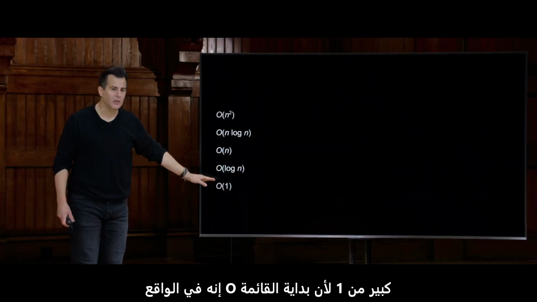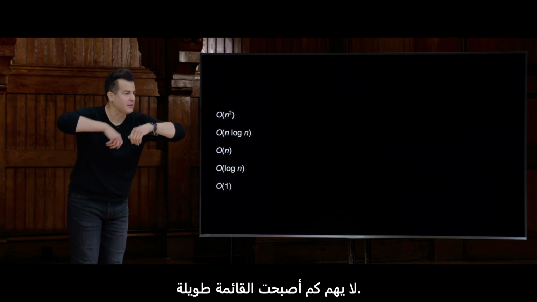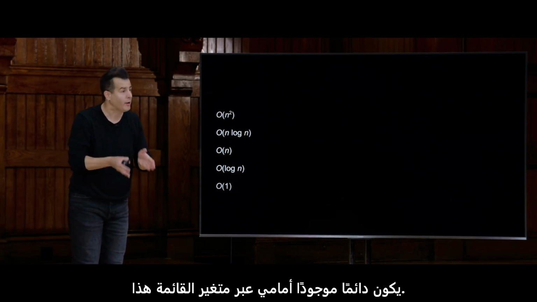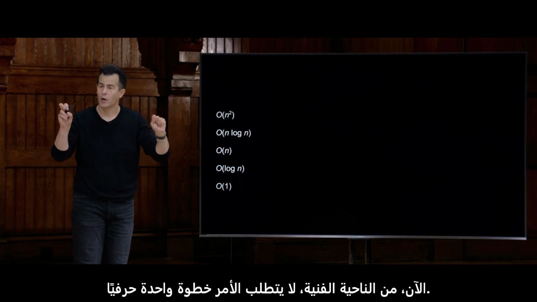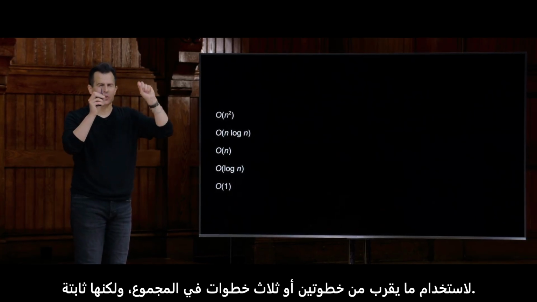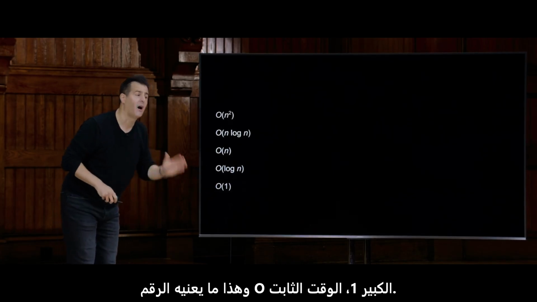Because the beginning of the list is always perfectly accessible to me. It doesn't matter how long the list gets. If it has 3 elements or 300 elements, the start of the list is always right there in front of me via that list variable. Now, technically, it doesn't take literally 1 step. I might have to use like 2 or 3 steps in total, but it's constant. And that's what big O of 1 means, constant time.